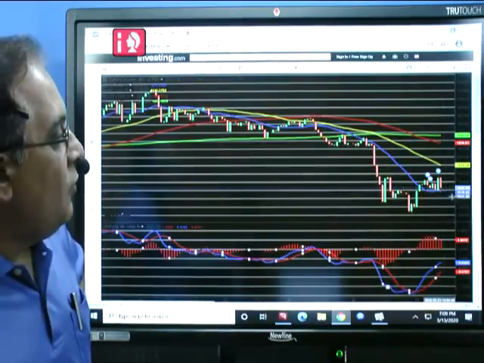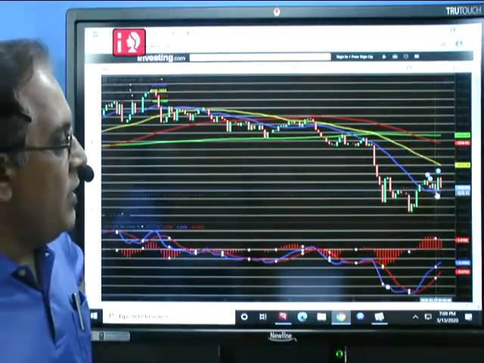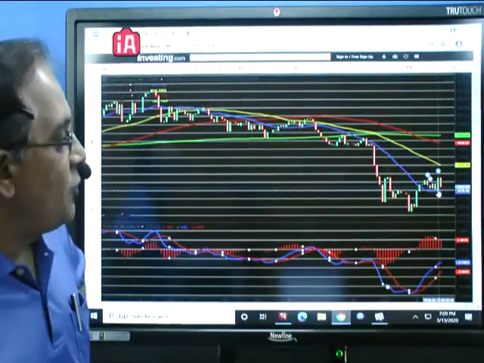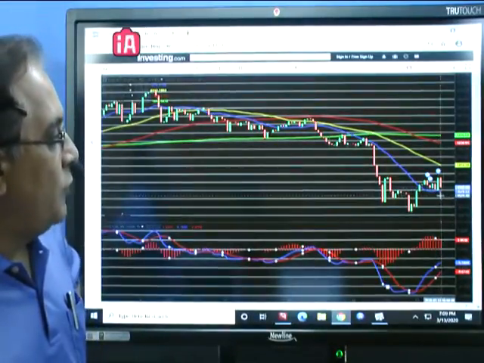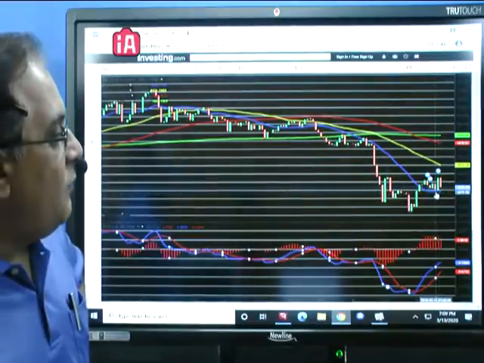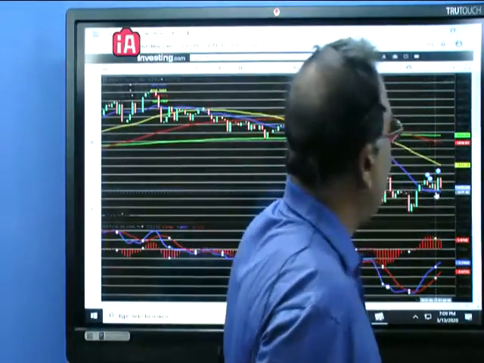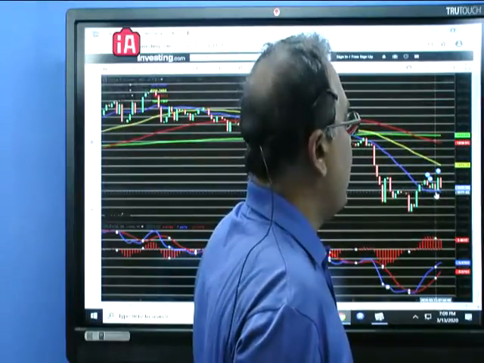Now, it is just above the 20 moving average. So we should wait for this 20 moving average also to be pierced before we go for a short position. So what we can do is just wait, because the big trend as far as the hourly chart is concerned is on the downside, because it is trading below the 200 moving average.